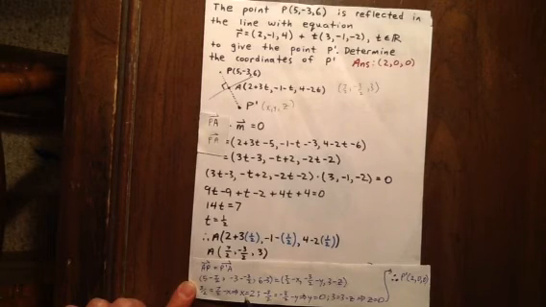So the coordinates of the image point P prime are 2, 0, 0.